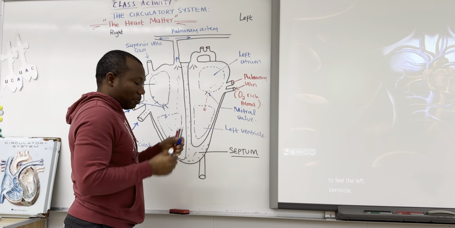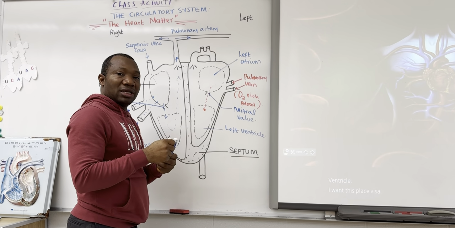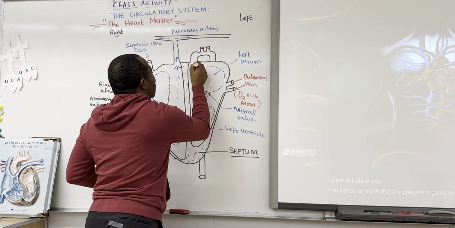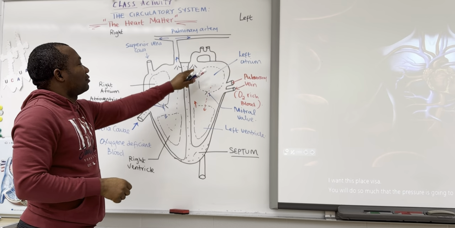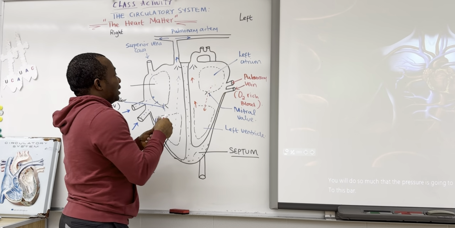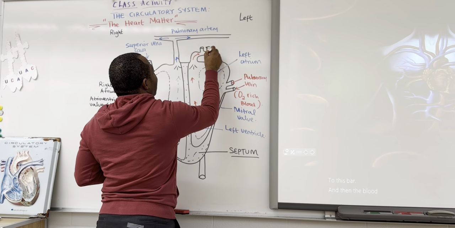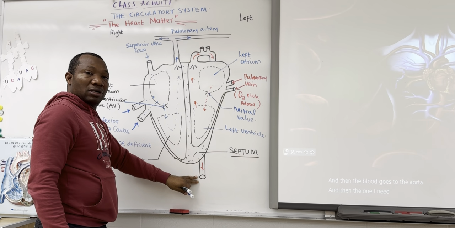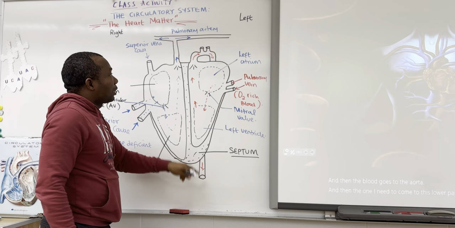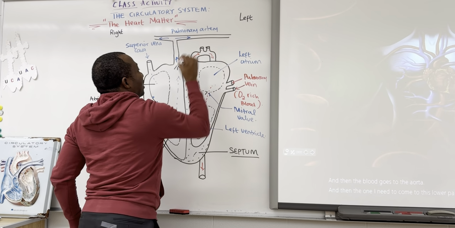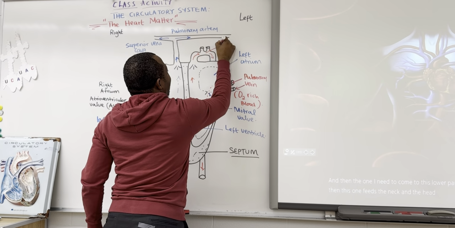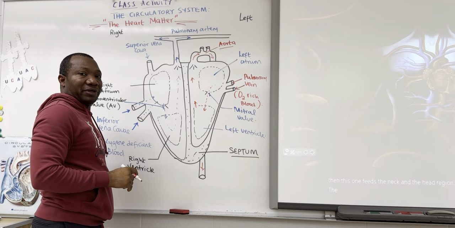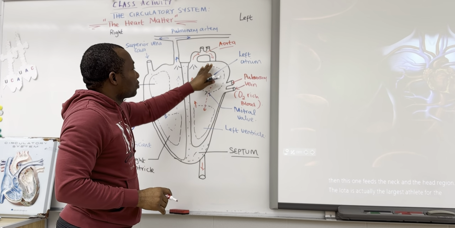And once this place fills up, you will guess as much that the pressure is going to pump. The blood will be pumped out through this valve, and then the blood goes to the aorta. The part that needs to go to the lower part of the body will flow down, and this one feeds the neck and the head region. This is what we call the aorta. The aorta is actually the largest artery of the body. So this is what happens over here.